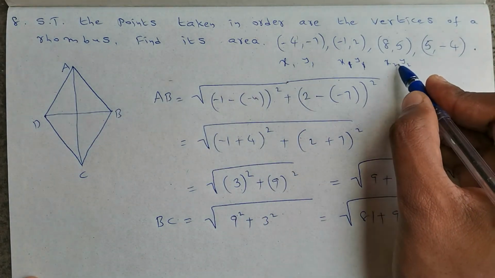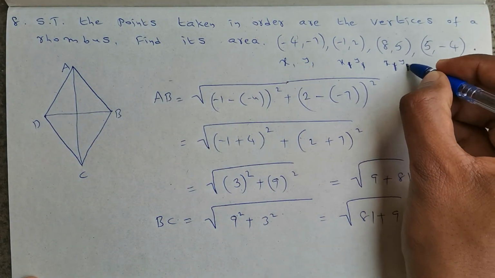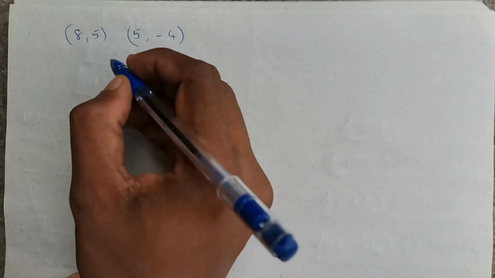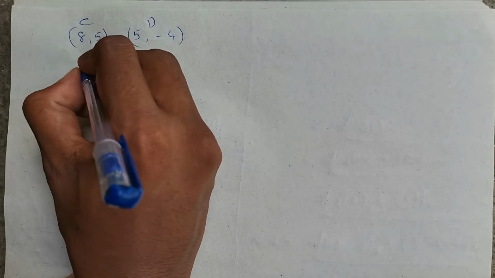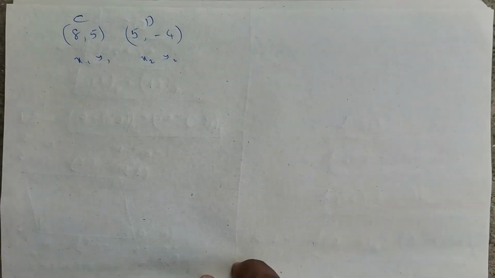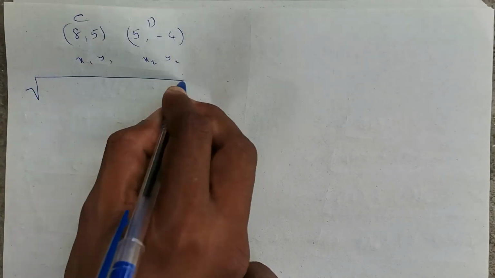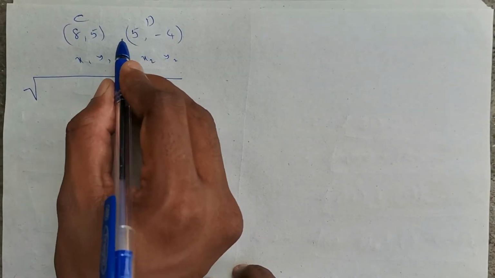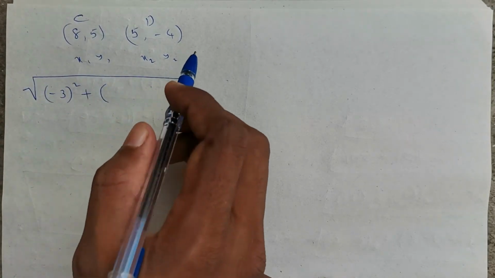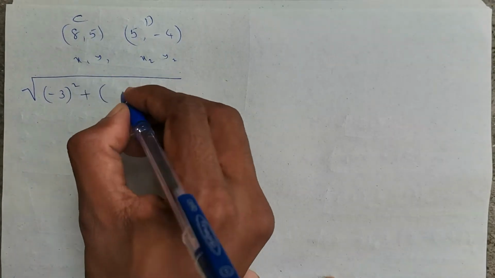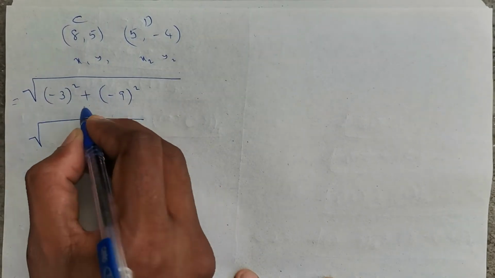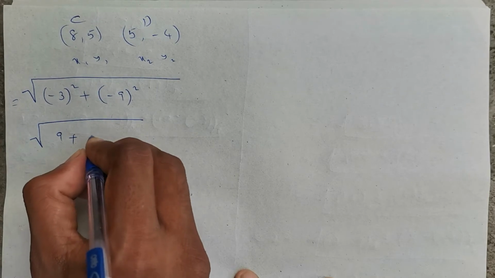So this will become C, this will become D. Okay, this is point C and this is point D. So this I am taking as x1 y1 and this as x2 y2. Let us find the distance between this CD. Under root x2 minus x1, 5 minus 8 is minus 3 whole square plus y2 minus y1, this is minus 4 minus 5, minus 9 whole square, which is equals to under root minus 3 square is 9 plus minus 9 square is 81.